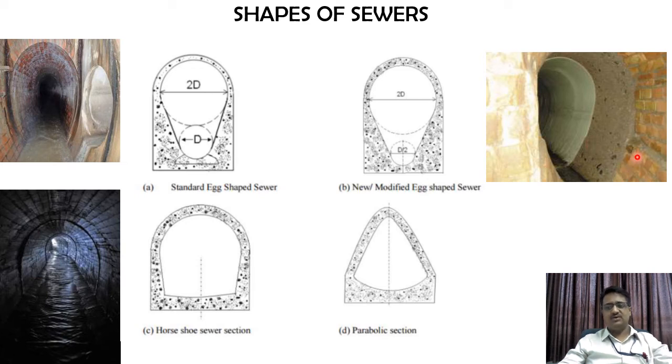And here also, since it is quite abrasive, or else it causes some resistance to the flow, the hydraulic efficiency will be less. Okay, so these are the egg shaped sewers. Now next one is the horseshoe shaped sewer.